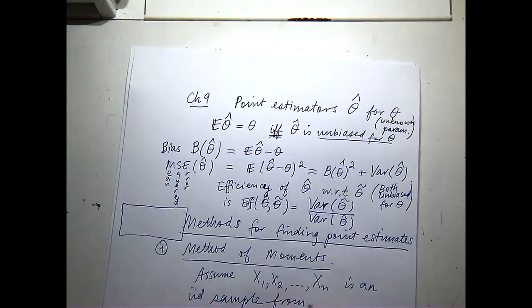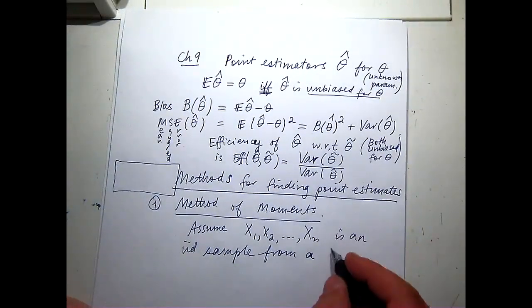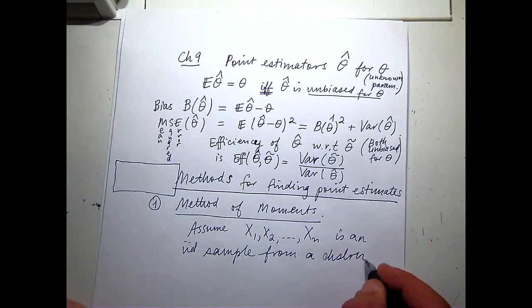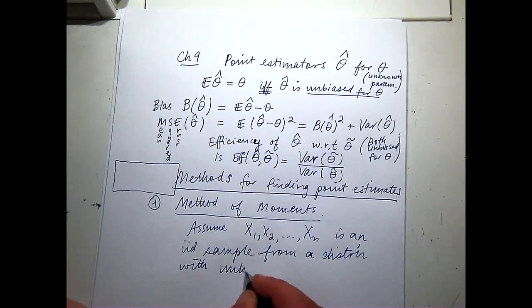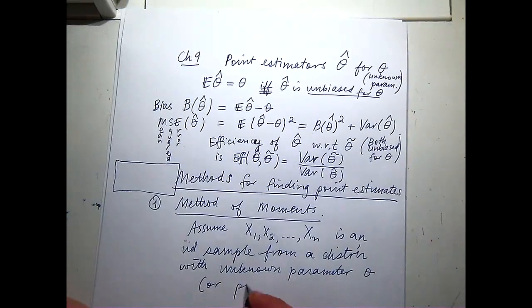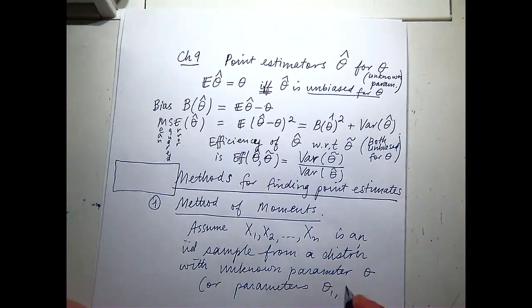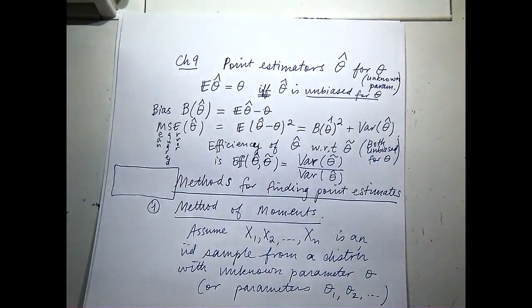from a parameterized distribution, so a distribution with unknown parameter. I'll say unknown parameter theta, but you could also do it for multiple parameters that are unknown, theta 1, theta 2. In principle, you could apply it there. It gets more and more complicated.